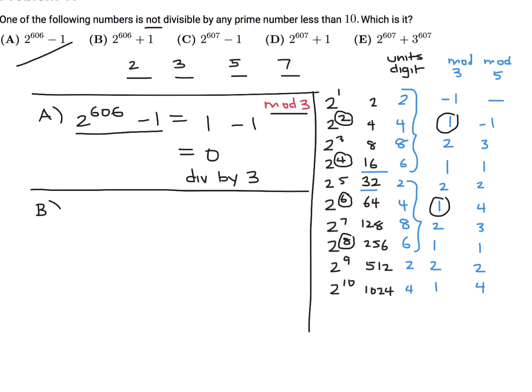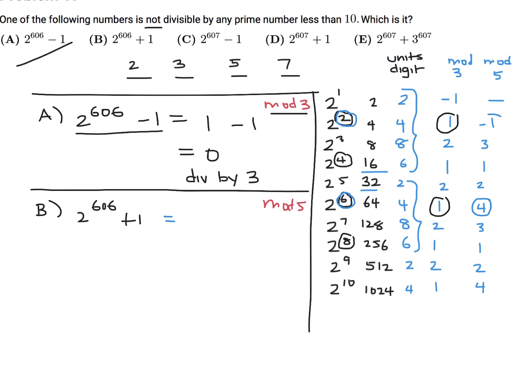Let's go to choice B. So we got 2 to the power of 606 plus 1 this time. And this time I am going to use mod 5. I think mod 5 will help me here. Okay, if mod 5, then 2 to the 606, what is that mod 5? Well, 606 behaves like these guys. So mod 5, it'll be 4. Is that right?